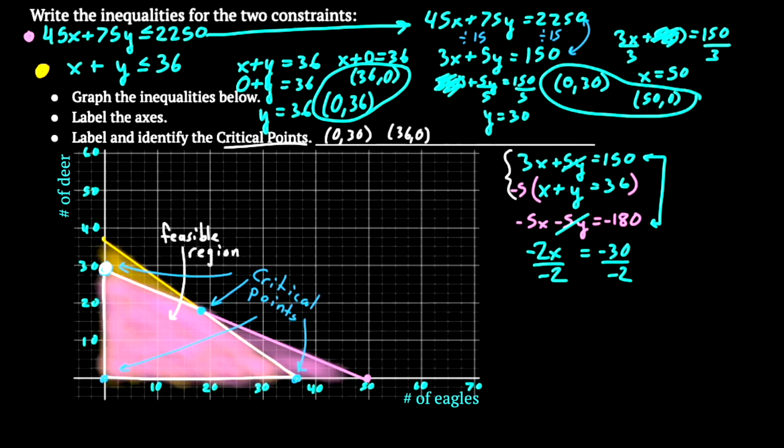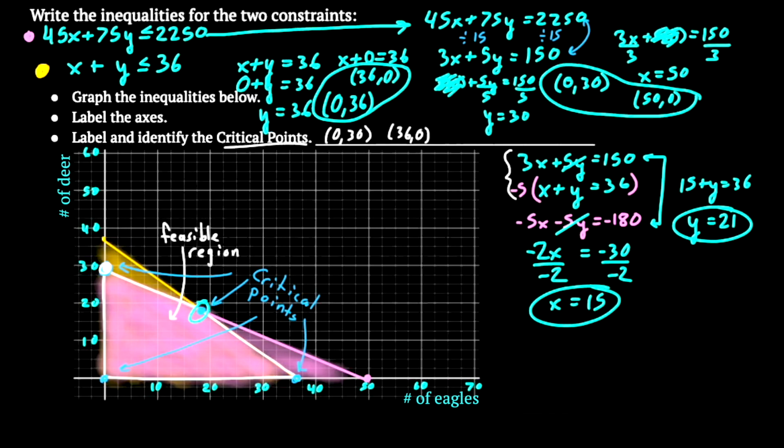All right, so dividing both sides by -2 gives me x equals 15. So there's our solution for x. And now if I plug that back in, I'm going to use this equation because it's the simplest. Right? So we'd have 15 plus y equals 36. Subtract 15 from both sides, and you get y equals 21. So that solution, that's the point where those two lines meet. Right? So that's our other critical point. It would be 15, 21.